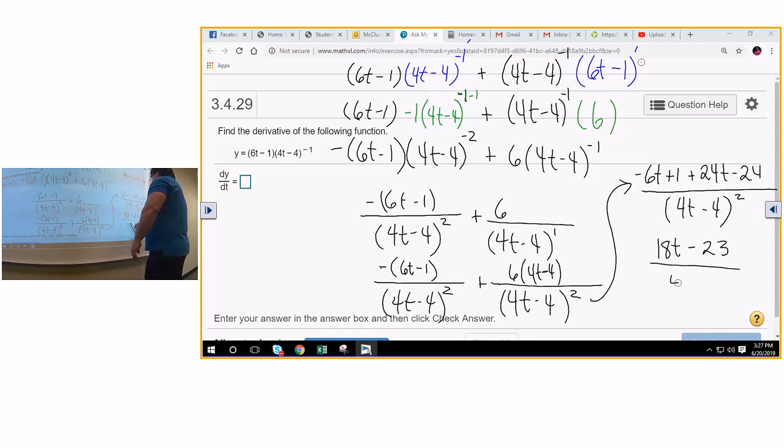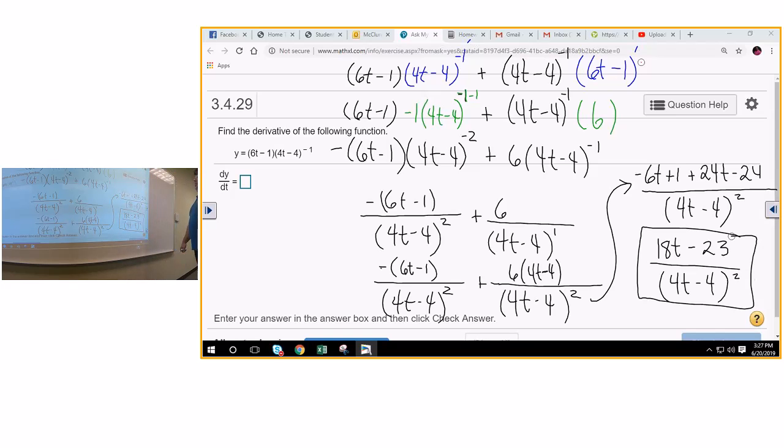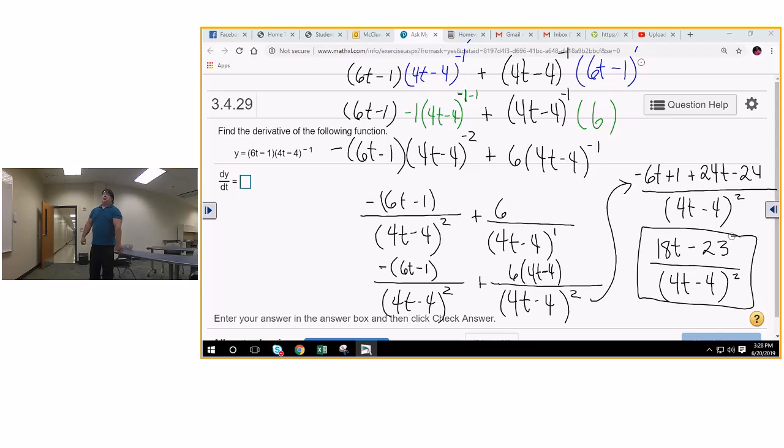Now, why am I going to stop there? Because 23 is a prime number, and you're not going to get much to go into 18 and 23. That's what I got. What'd y'all get? I do have one question.